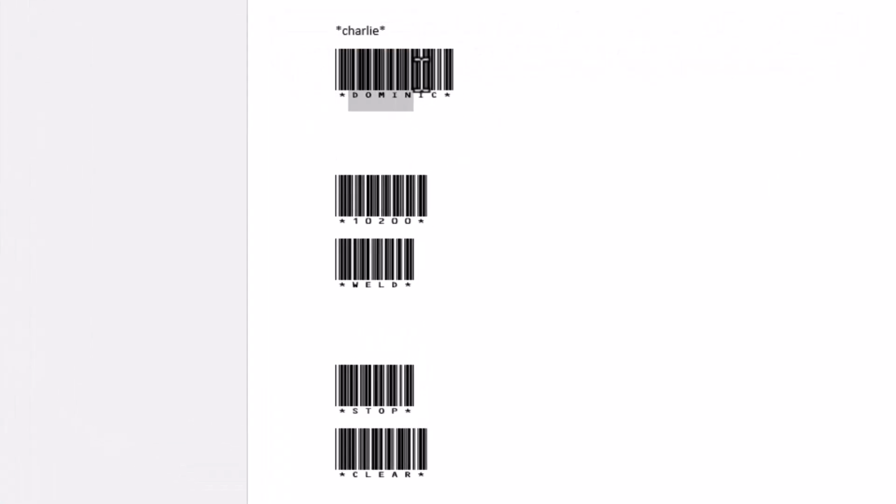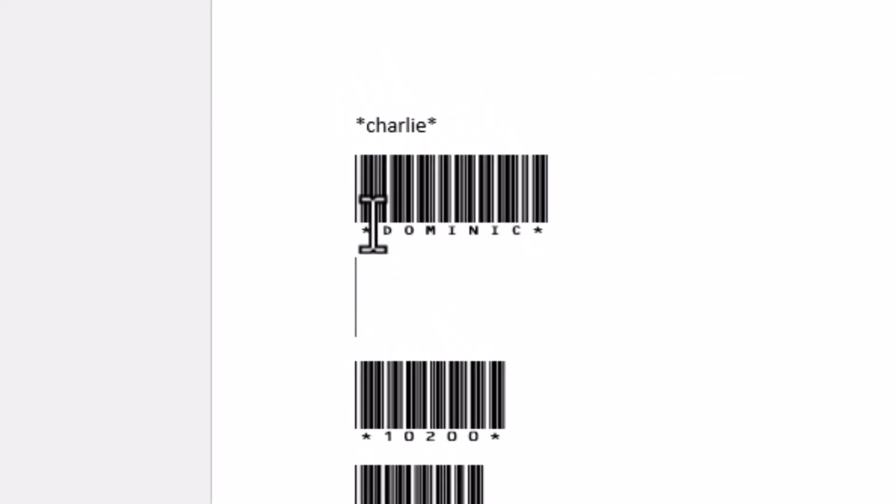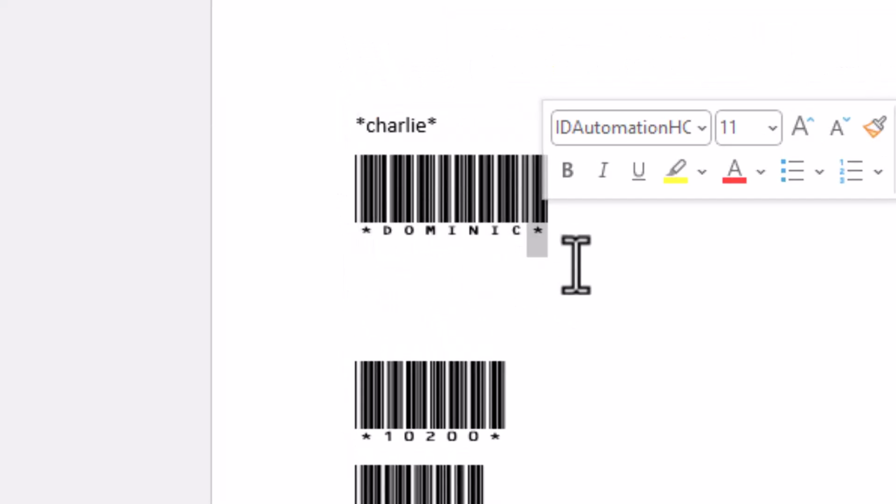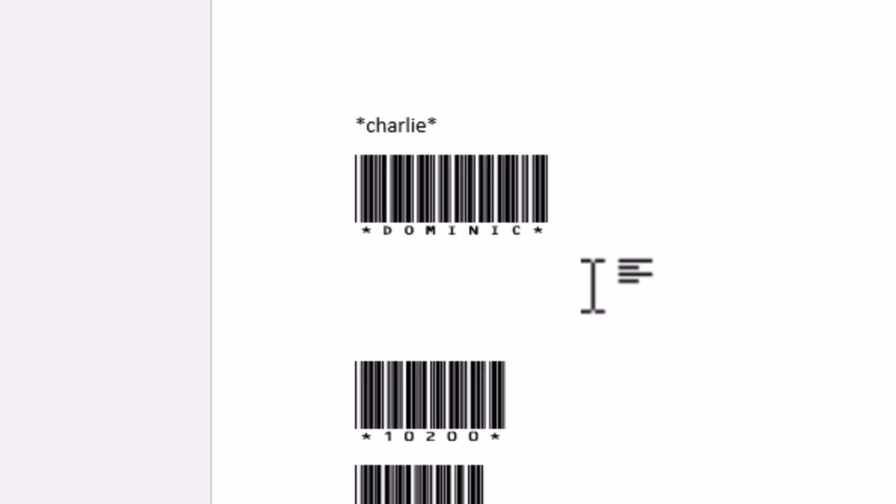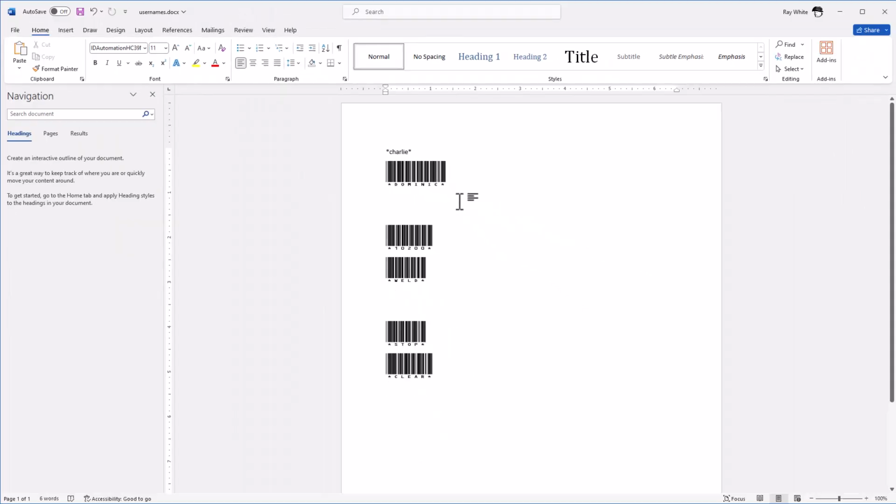You can easily see the actual username with an asterisk at the beginning and end. Those are necessary for the scanner to actually scan the label. Do not put those in Standard Time. They're just put into Microsoft Word or any word processor to create the label.